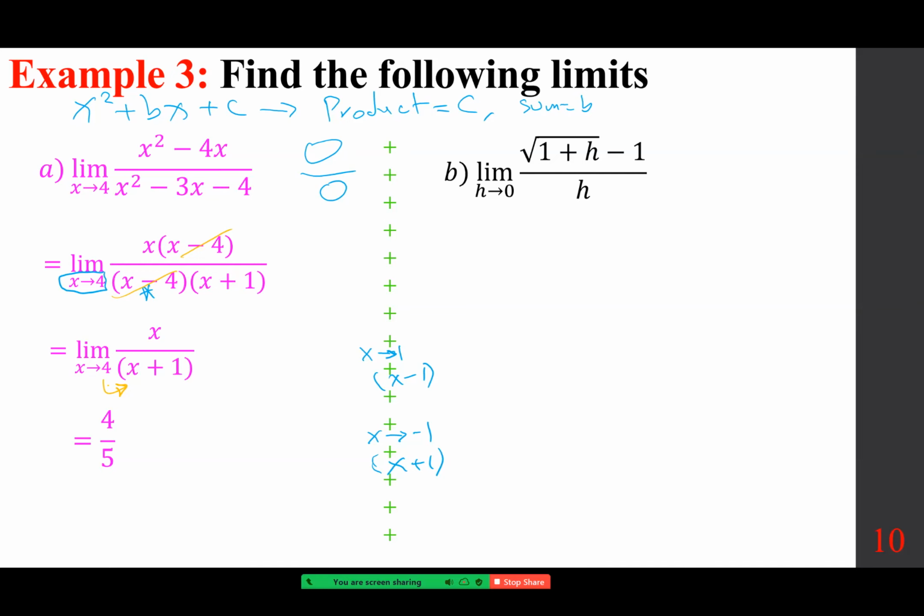For part B, what do we get if we plug in?